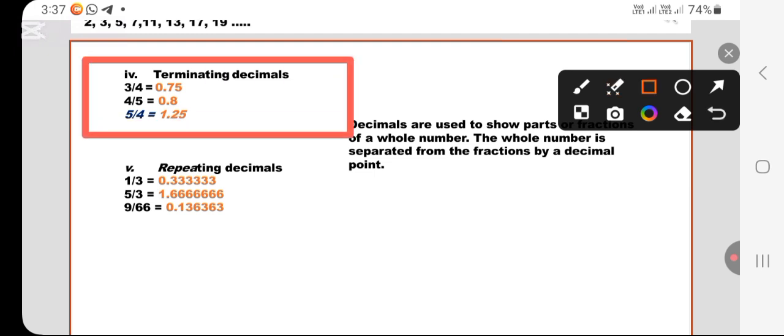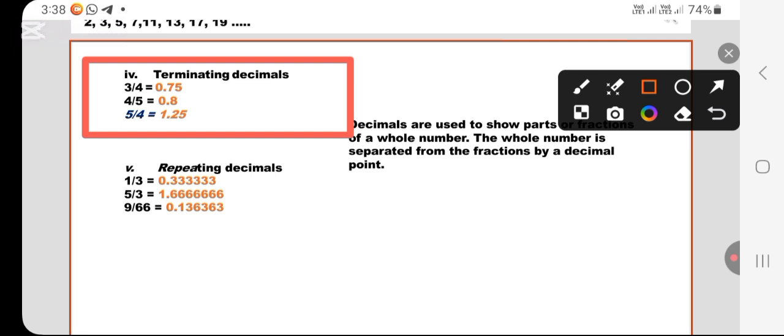So the terminating decimal, when you divide 3 by 4, you have 0.75. 0 is separated from 75 by a decimal point. That is why they are decimals. We have 0 whole number and 75. So why is it a terminating decimal? It is a terminating decimal because when you divide 3 by 4, you have the exact answer 0.75.